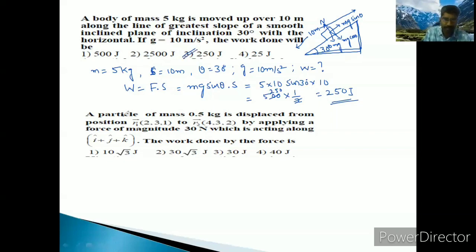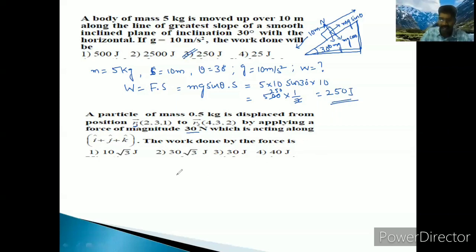Next problem we will see. A particle of mass 0.5 kg is displaced from the position r1 equal to 2, 3, 1 to r2 equal to 4, 3, 2 by applying a force of magnitude 13 newtons, which is acting along i cap plus j cap plus k cap. The work done by the force is equal to how much?